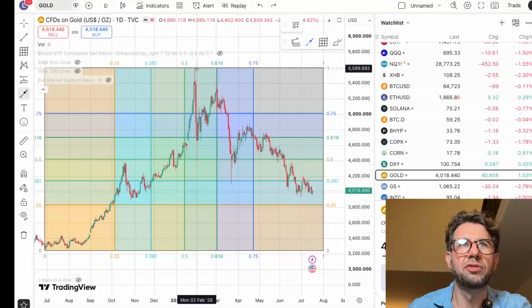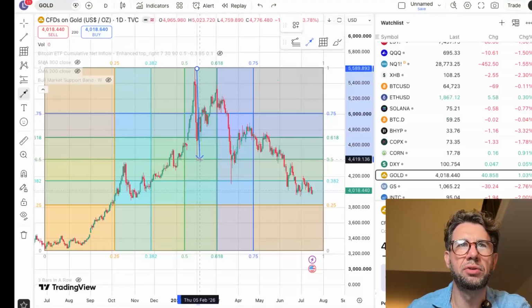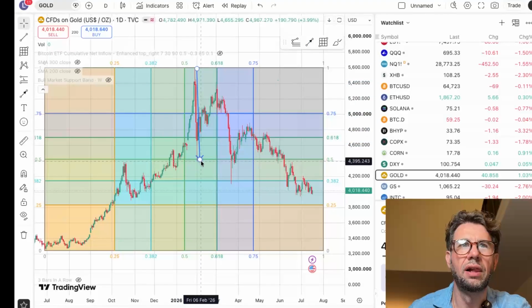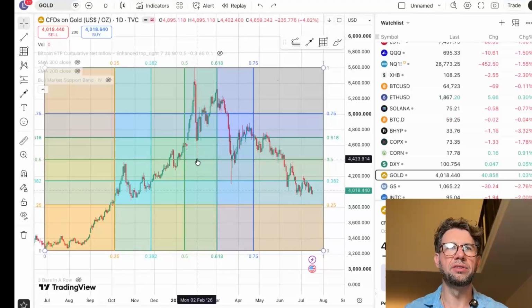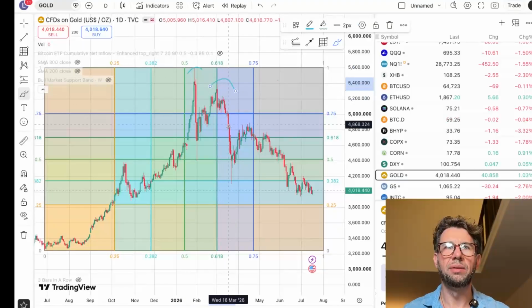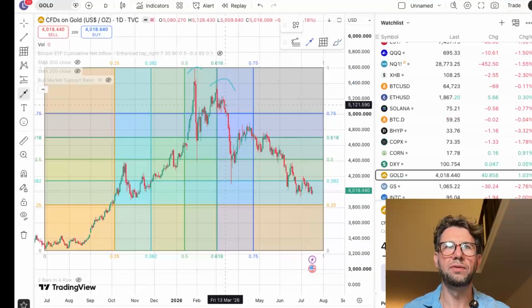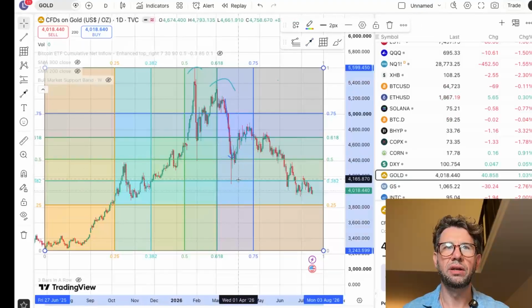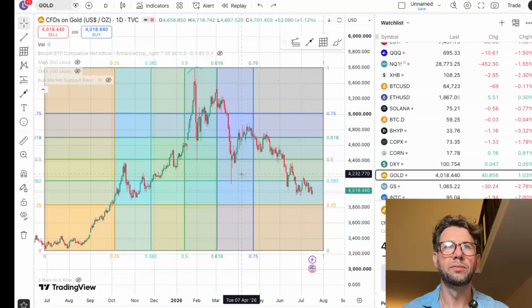from 5,600, slams straight down to the 50% level, almost a perfect wick. Tries to get a dead cat bounce back up. This forms a lower high. Slams down again, straight to the 50% level. It actually wicks on the 0.382 for that day.